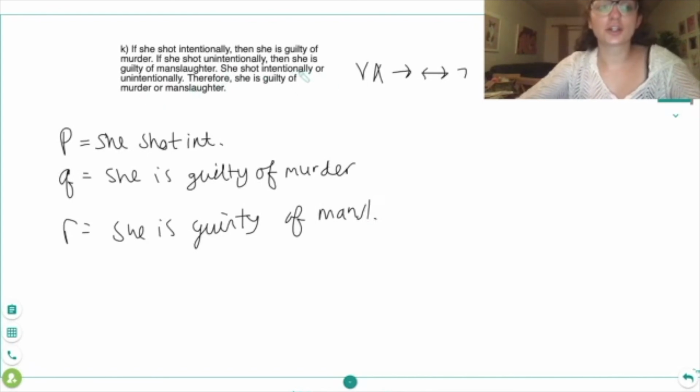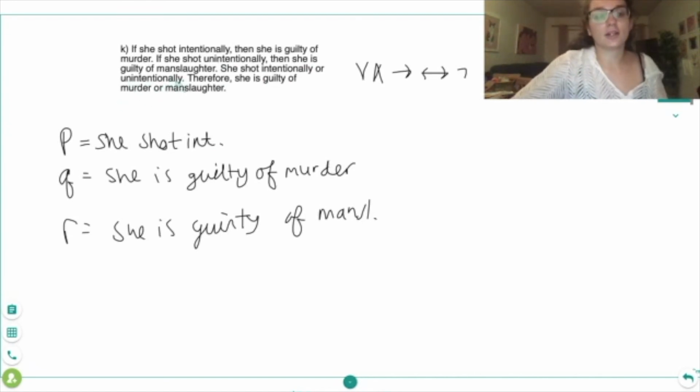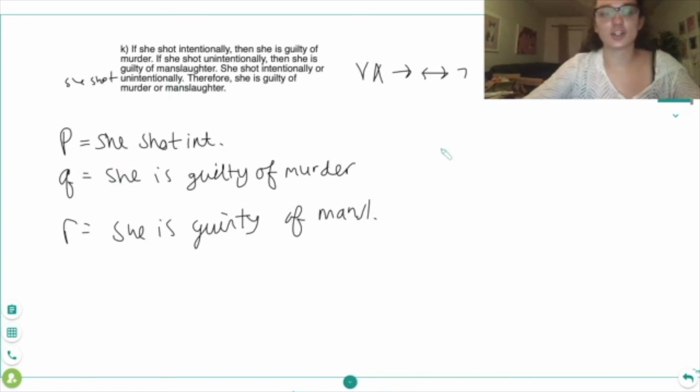Okay, so "she shot intentionally" I've already defined, or unintentionally. You might think, do I need to define unintentionally as its own thing? No, because what this is really saying is she shot intentionally or she shot unintentionally. And so this is already defined. It's almost like the sentence is assuming that you can recognize that these two words, like "she" and "shot," are there. So "she shot unintentionally" is, wait a second, I didn't define "she shot unintentionally," did I? I didn't. I only defined "she shot intentionally."